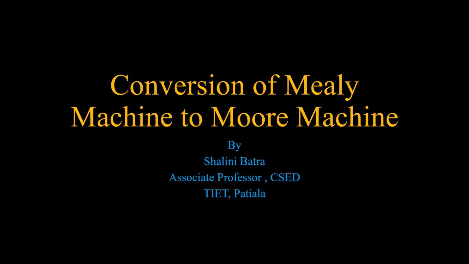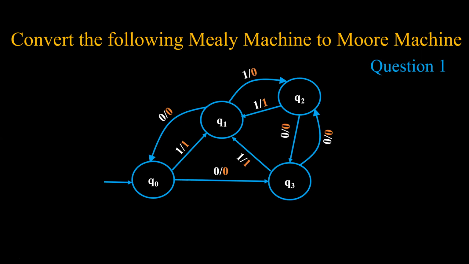Hello everyone. Today we will be discussing conversion of Mealy machine to Moore machine. In the previous slides we discussed the conversion of Moore machines to Mealy machines, and in this slide we are considering the second case. The machine has four states Q0, Q1, Q2 and Q3.